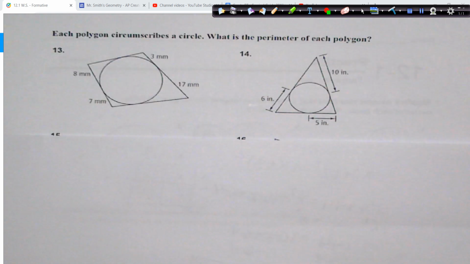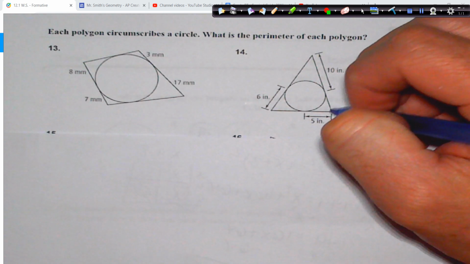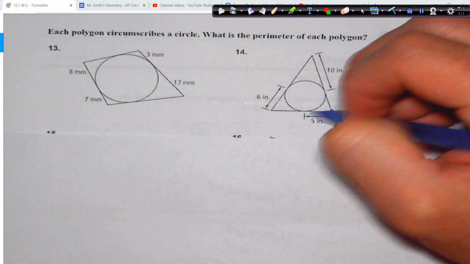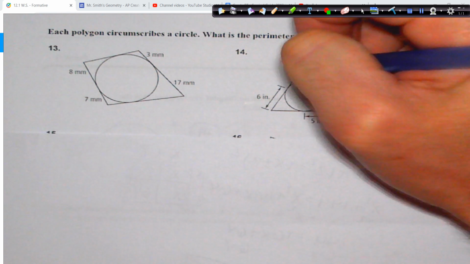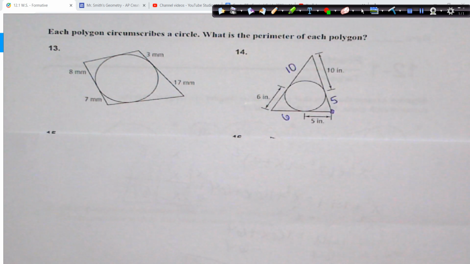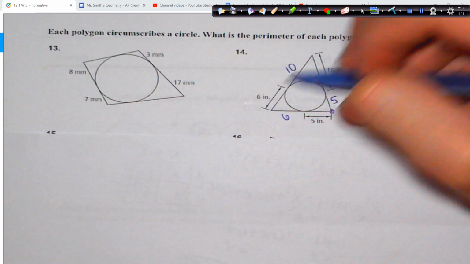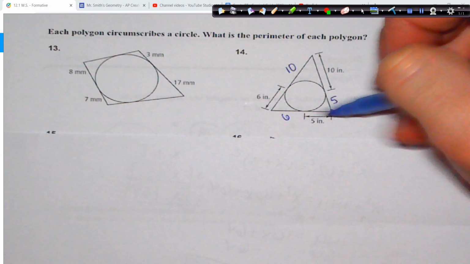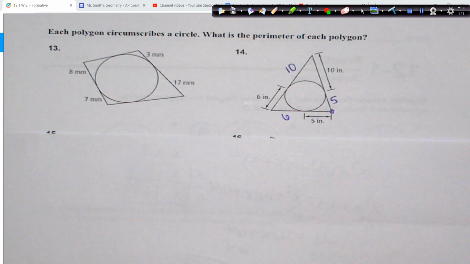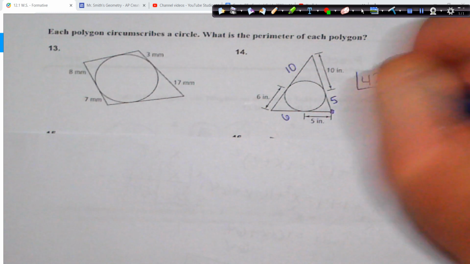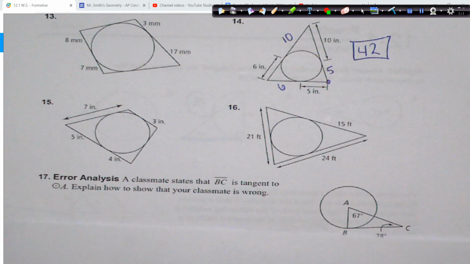What is the perimeter of each polygon? So the perimeter of polygons is pretty cool. So if you have a point that's outside and it's tangent to the same circle, then those distances are congruent. So that's 5, that's 10, and that's 6. So you basically just add them all up together. So that's 16, 15, and 11. So 16 plus 15 plus 11, that gives us 42. And then look at that, 16 I get to do.